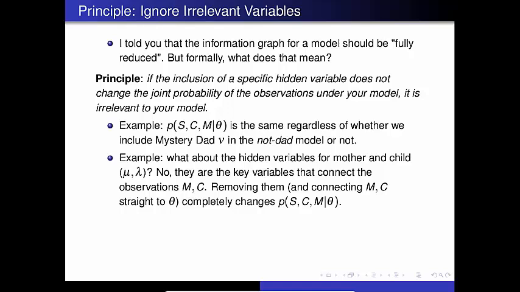Okay, if we apply this principle to other things in this picture, such as the genetic state of the mother and child, we would not find that they're unimportant. They really affect the likelihood, so we can't get rid of them.